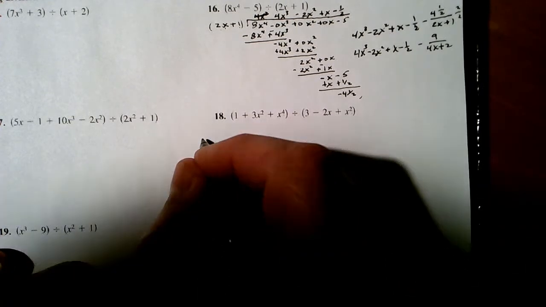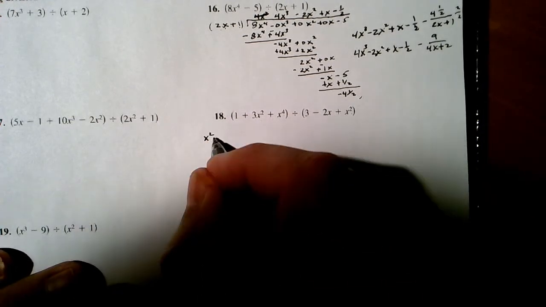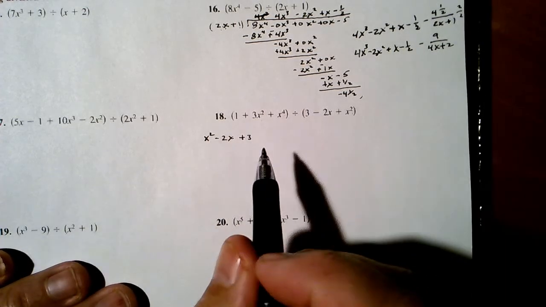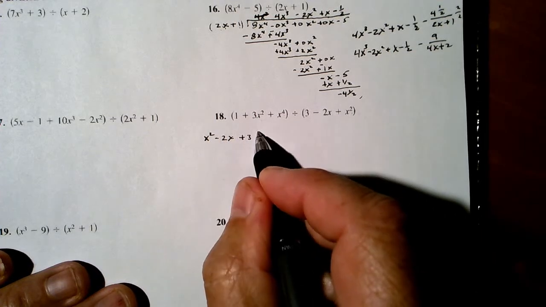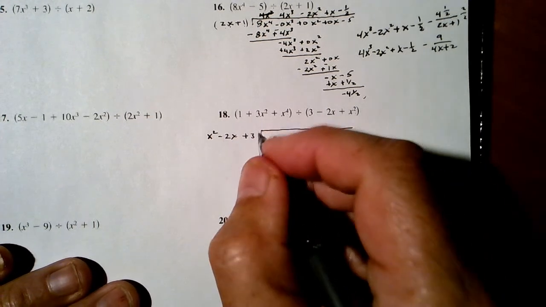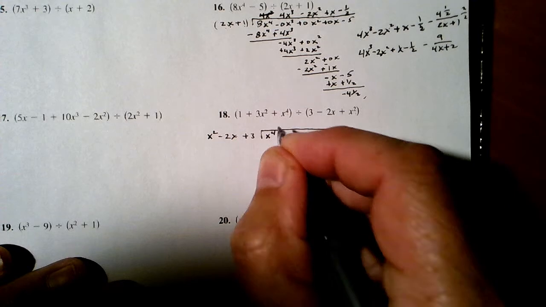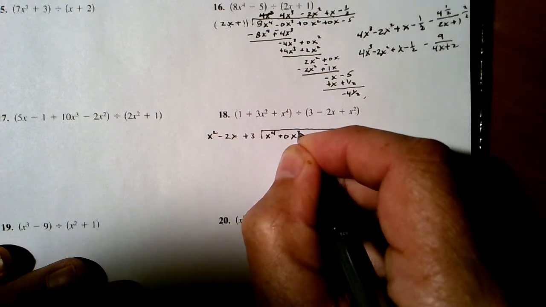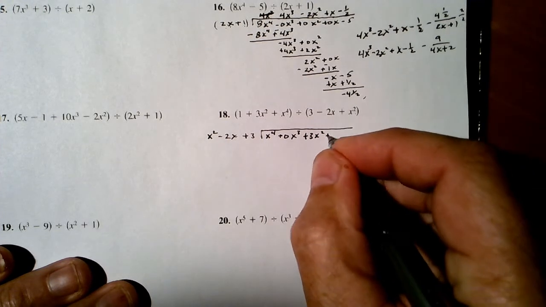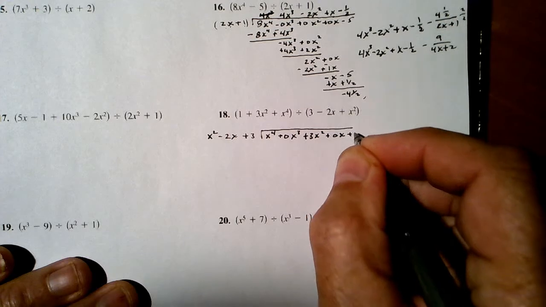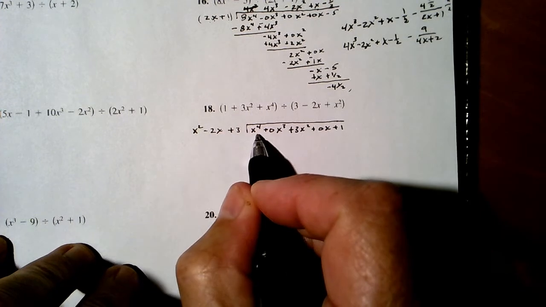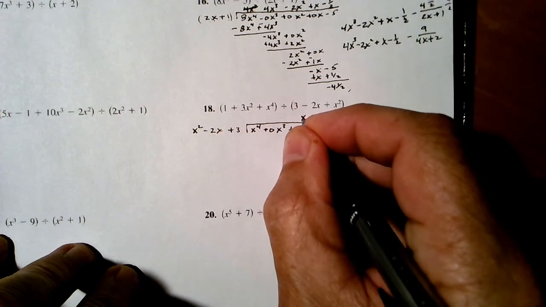We're going to divide by x squared minus 2x plus 3. What are we dividing? Got some holes here. I don't have any x cubes. I don't have any x's. So we've got x to the fourth plus 0x cubed plus 3x squared plus 0x's plus 1. Okay. We ask ourselves, x squared times what is x to the fourth? X squared. So I put that in my x squared column.